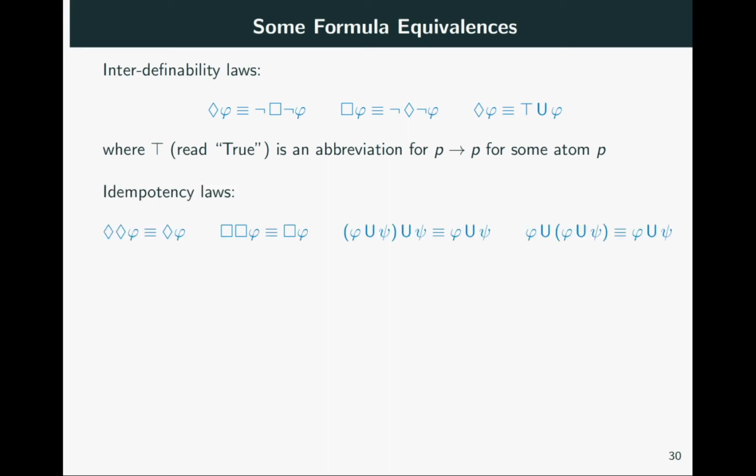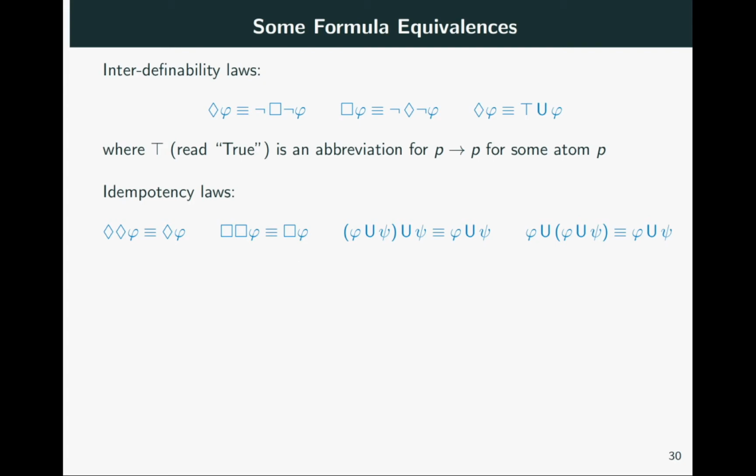Moving on, there are also the idempotency laws, stating that some connectives are semantically idempotent, meaning that applying them twice, as here, here, here, or here, is the same as applying them once. Has the same effect from a semantic point of view.